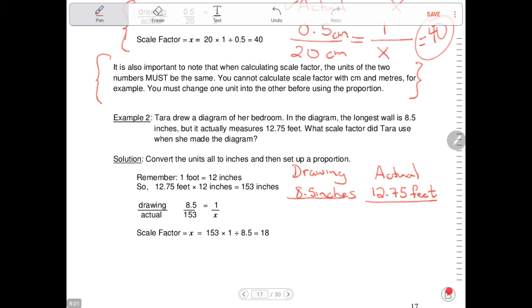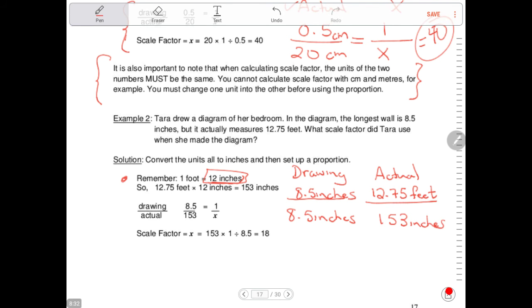Now, for the sake of simplicity and keeping this quick, because I don't want you to sit here forever watching this, we know that 1 foot is 12 inches. This is from an earlier unit. I have to assume you know it. All you do is you take the 12.75 and you times it by 12 inches. So what we really know here, guys, is the drawing was 8.5 inches. When this value is converted, it's 153 inches.